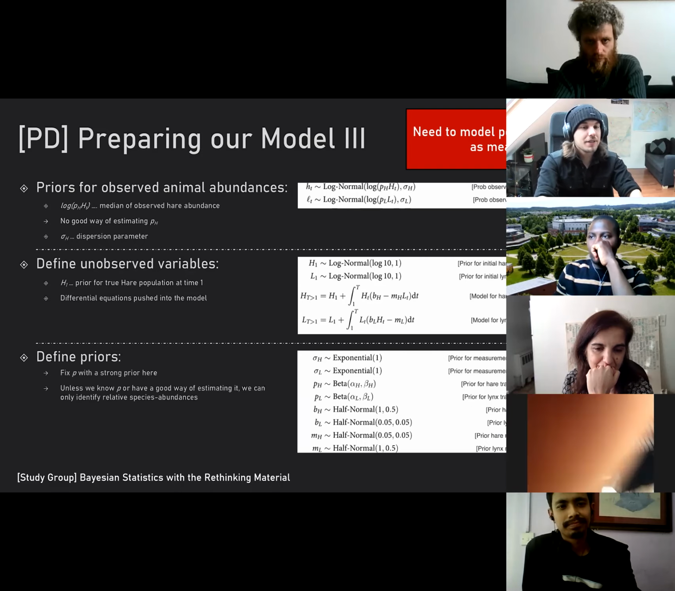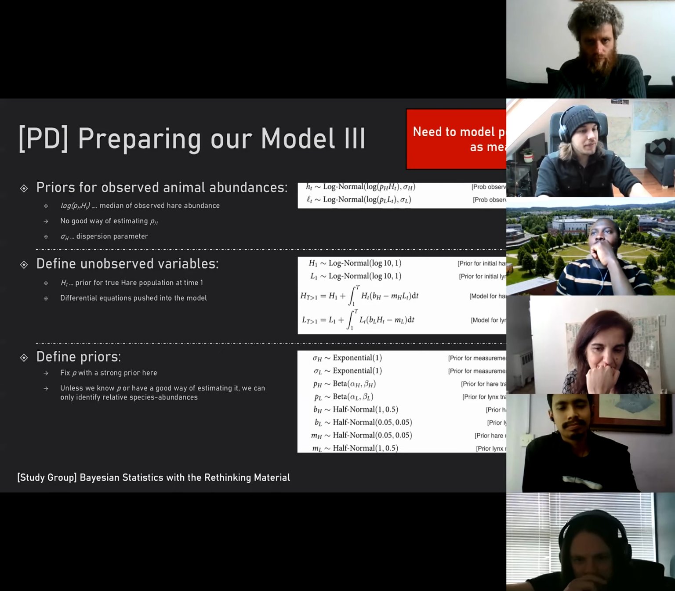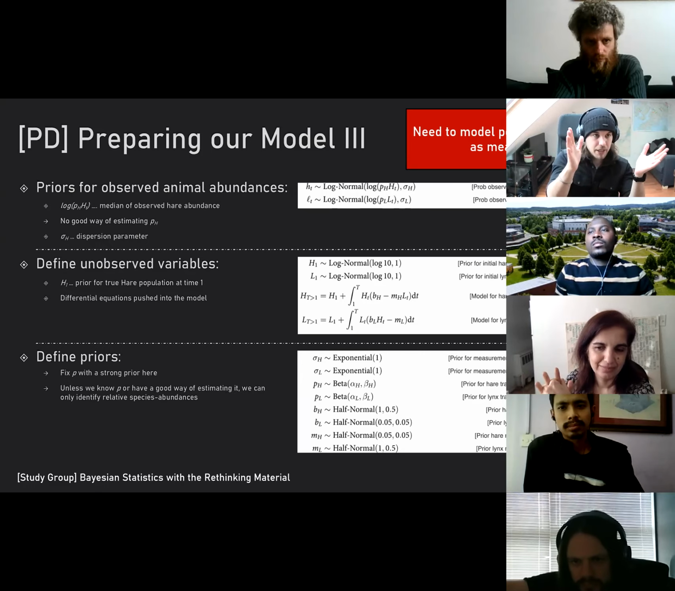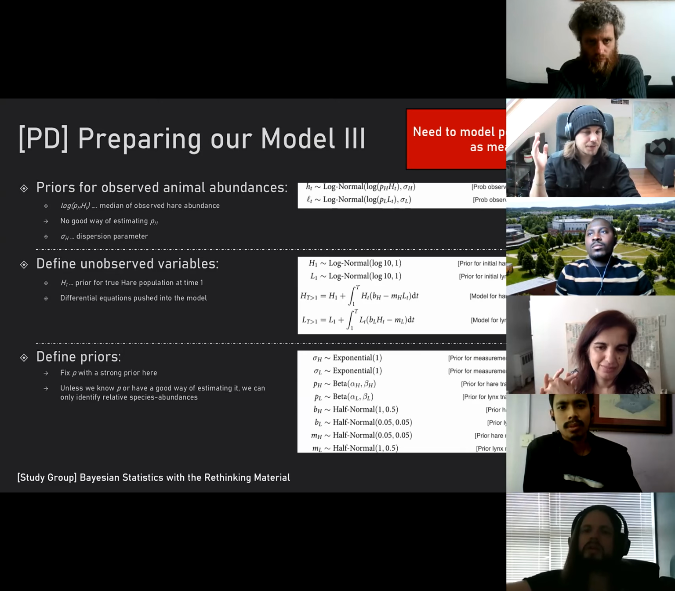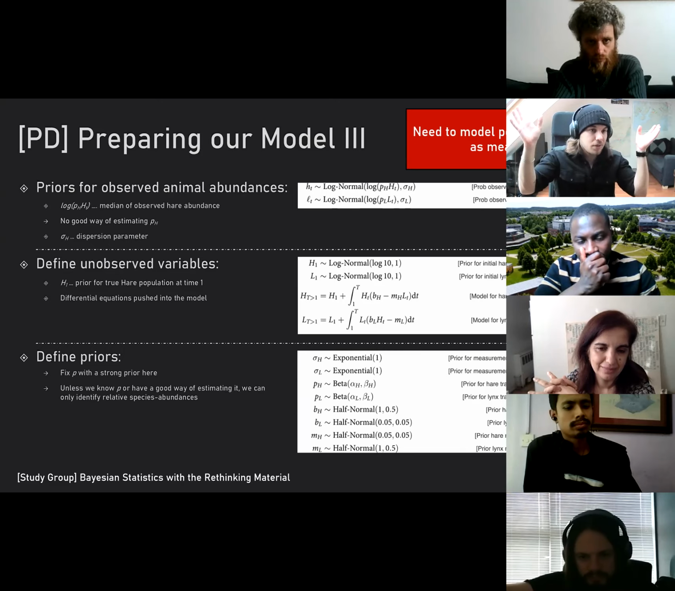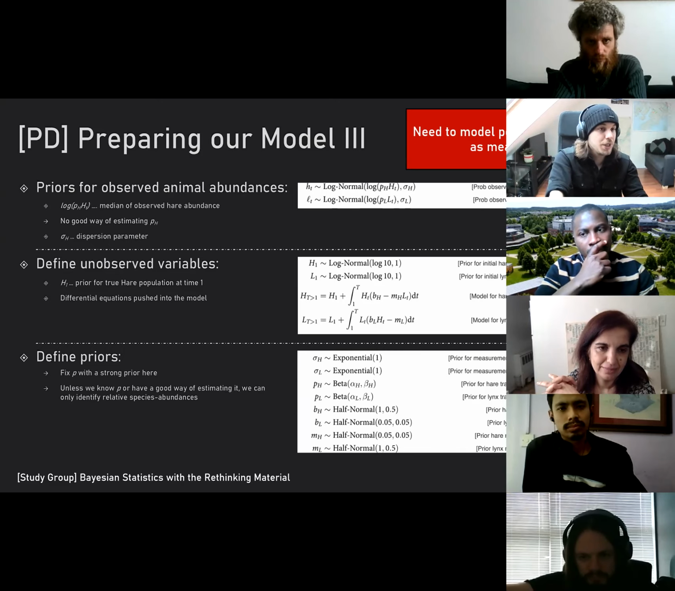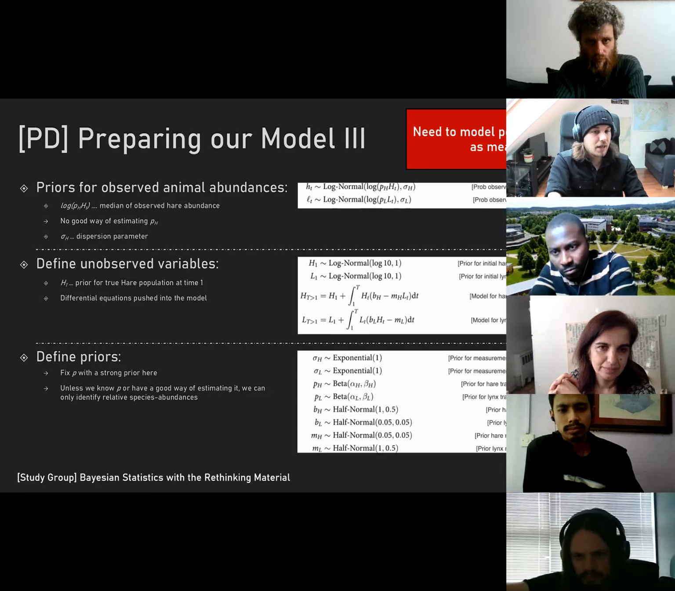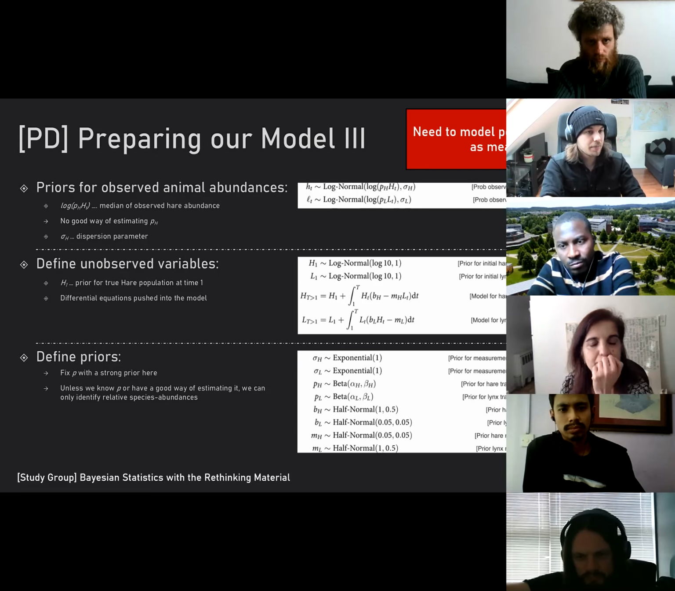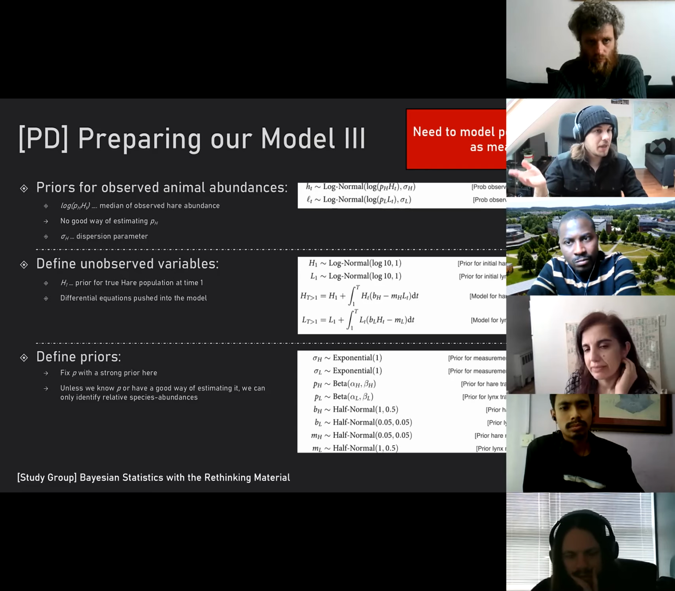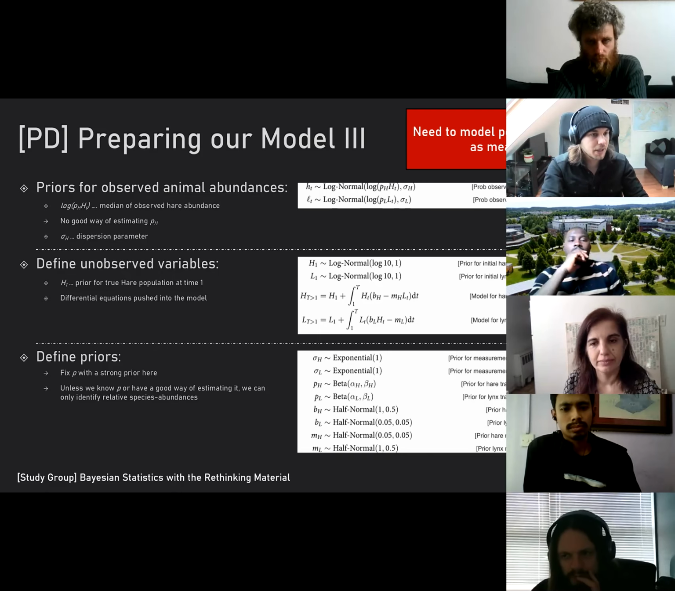And now we're left with just defining some priors. I previously said that we have no good way of estimating pH, which gives us the relationship between the true population size and the measured population size for both hares and lynx. And right here, the book just goes with a very informative prior, and that's all I can say about that. Unless we know the value for P, we don't have a good way of estimating it. We can only identify relative species abundances instead of exact numbers. And that's just a shortcoming of having to deal with measurement error.